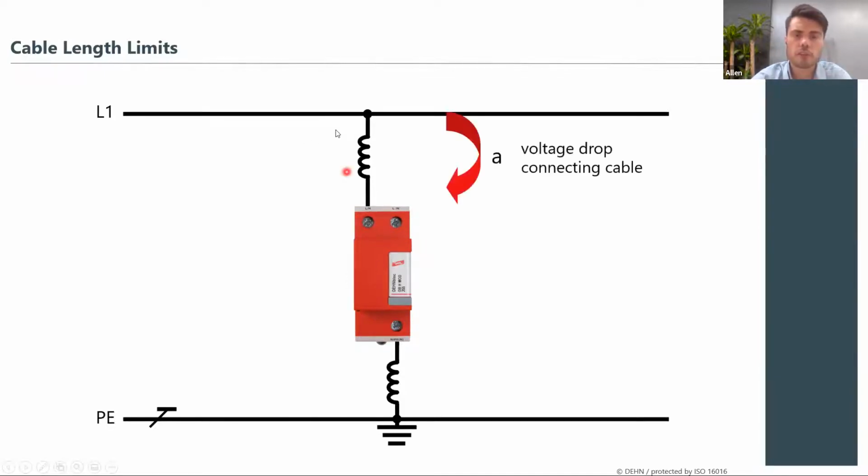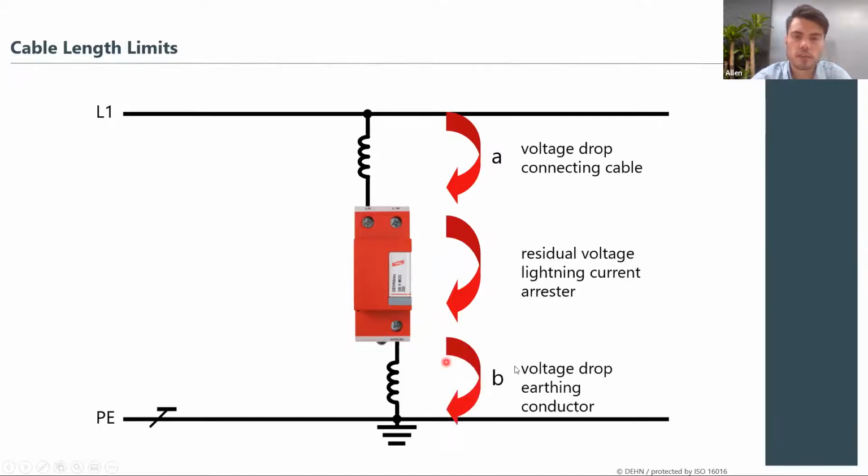Because if there's a current flowing through this wire, there's a voltage drop across the cable, there's a residual voltage drop across the surge protection device, and there's also then a voltage drop on your earthing conductor. So now if you start putting in longer connecting lines, you're actually derating the voltage protection level. So the voltage level at which the SPD switches on becomes much higher. In cases, it can be higher than your electrical installation can withstand.